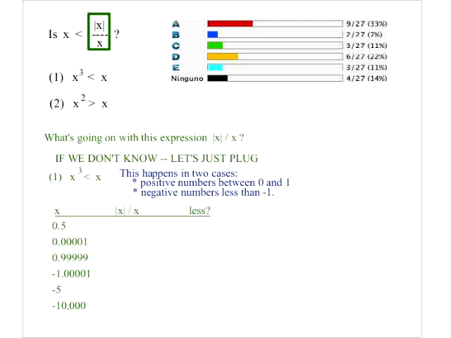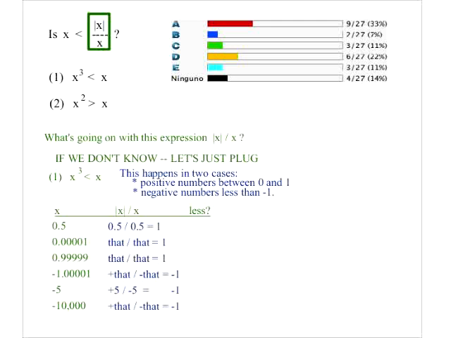So this is 0.5 over 0.5. This is that over that, which is 1. This is that over that, which is 1. This is plus that over negative that, so that's -1. This is plus 5 over -5 equals -1. And this is plus that over negative that again.